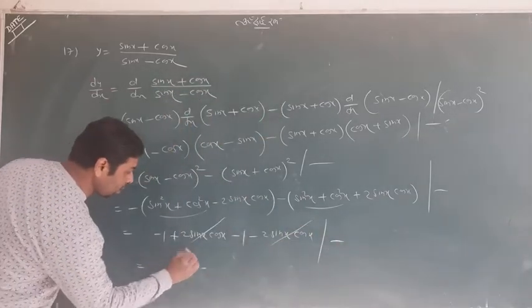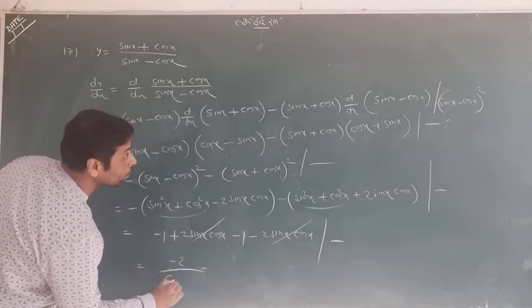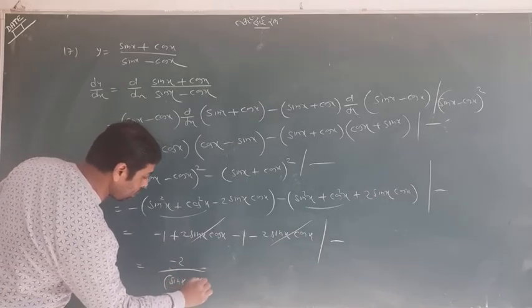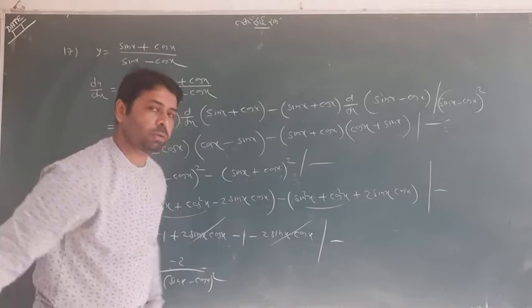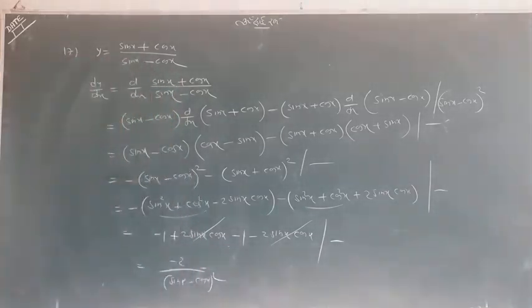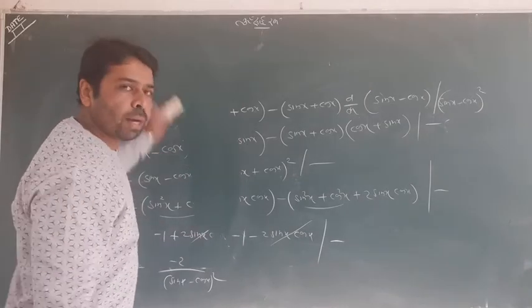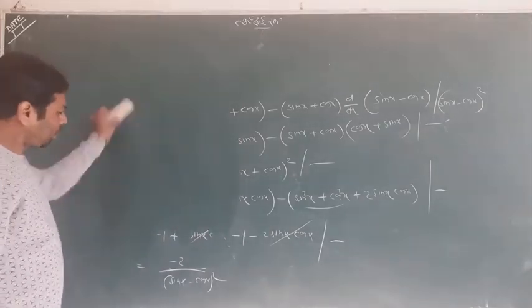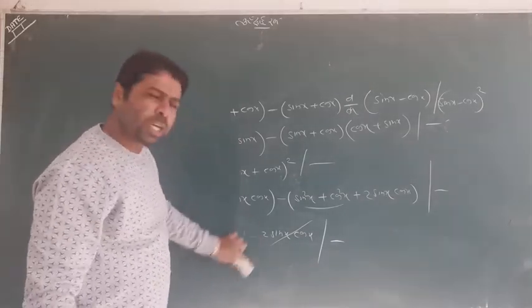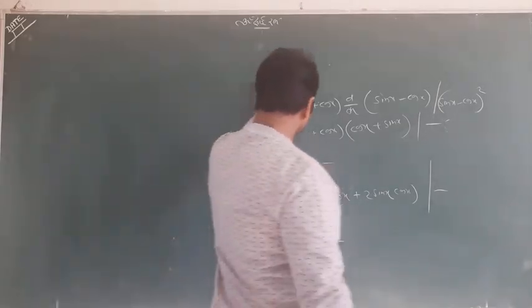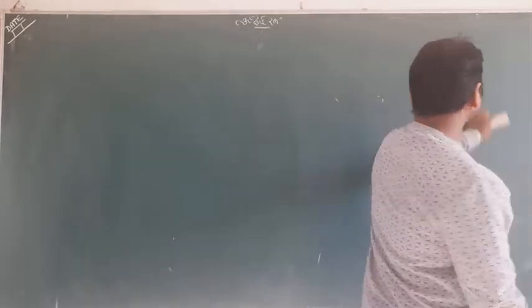So the last answer is minus 2 upon (sin x minus cos x) whole square. So this is a simple method. Nothing was hard, just do it by the proper method. Just be clear about the sign. You can get your answer easily. So I think all questions are very similar.